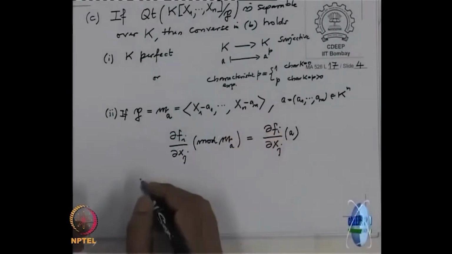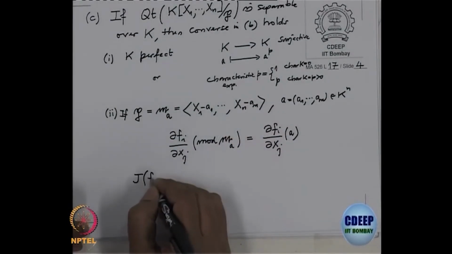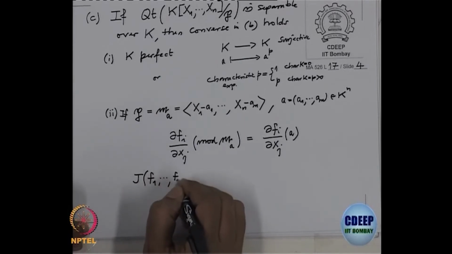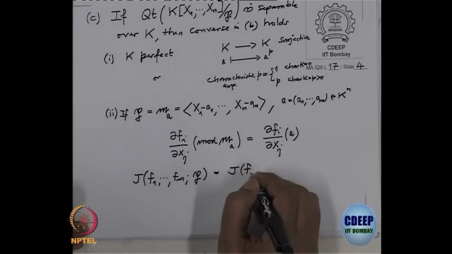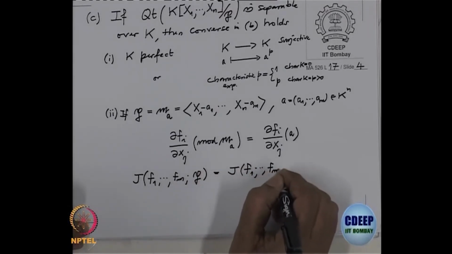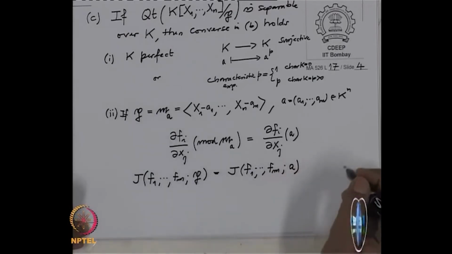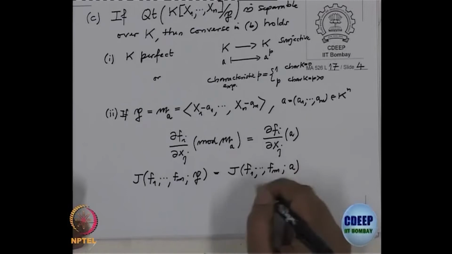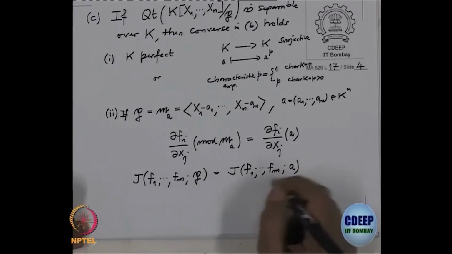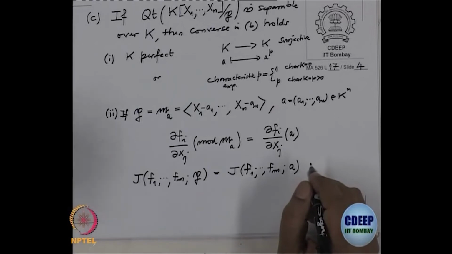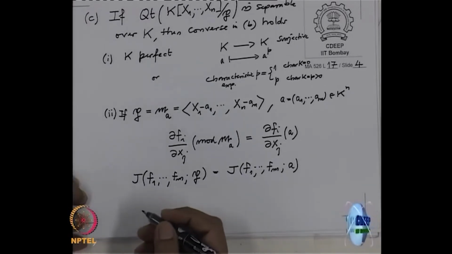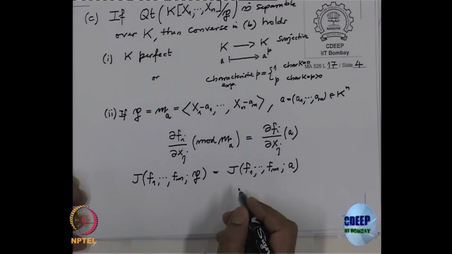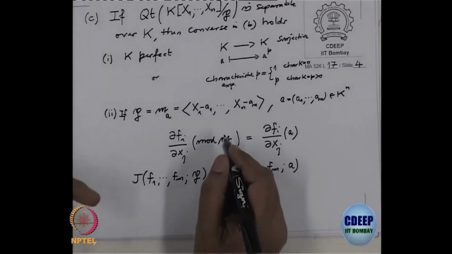So in this case, the Jacobian matrix of f1 to fm at P is the Jacobian matrix of f1 to fm at that point A. This is a more familiar object. It is also called the functional matrix at A. In analysis, people also call it the functional matrix at A.